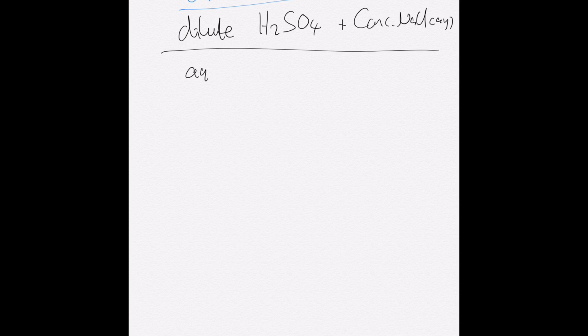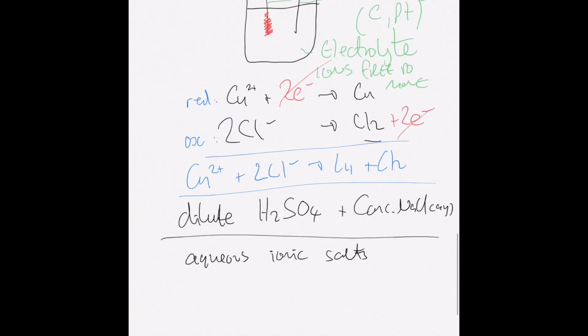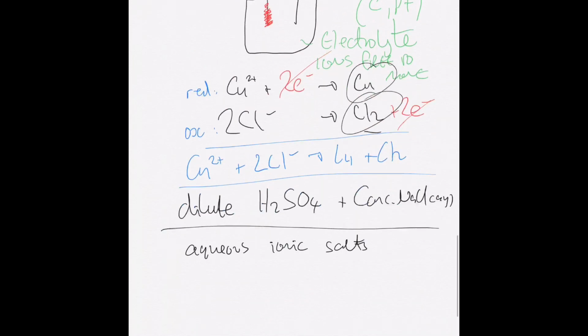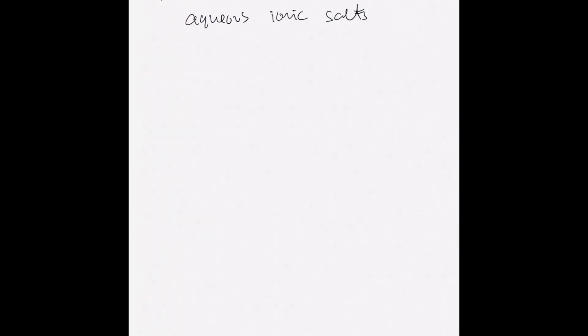We said we could also electrolyze aqueous ionic salts. So if you have an ionic salt and it's been dissolved in water, you can put electricity through it and you can get a variety of products. So we just did copper chloride up here, and we got copper and we got chlorine as products. That was when it was molten. Now let's put copper chloride as an aqueous solution.